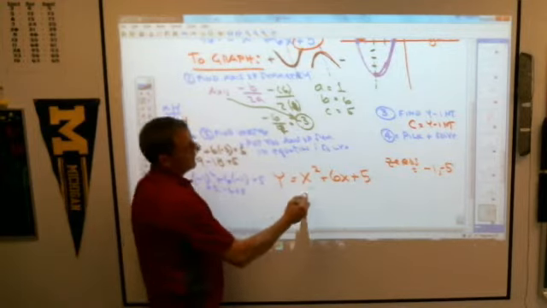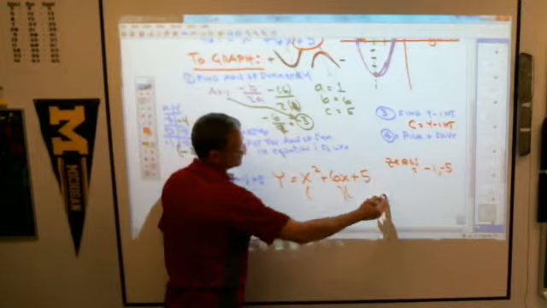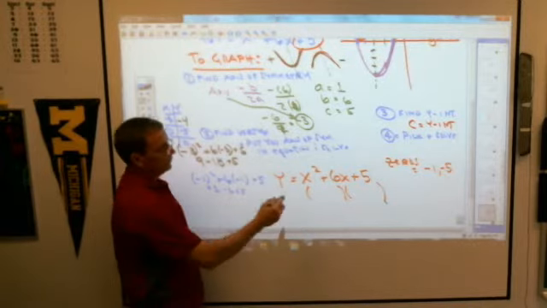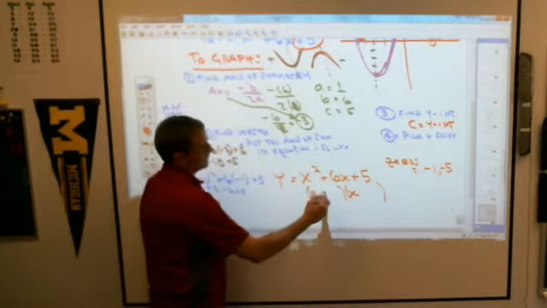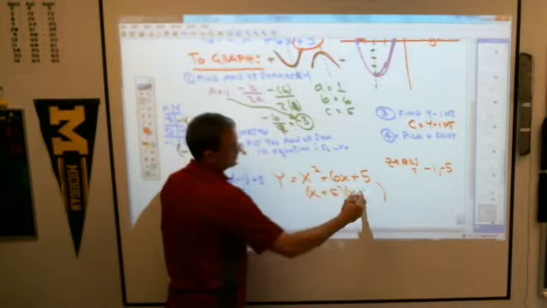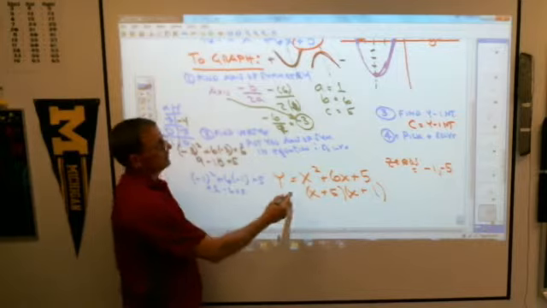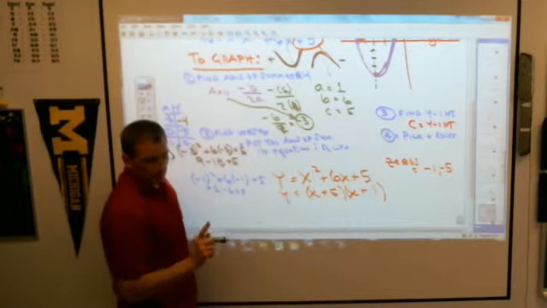Think about this. If I factored this into two binomials, what would I get? x plus 5, x plus 1, which is the opposites of the zeros. Why is it opposite? I don't know. Because it wants to be.